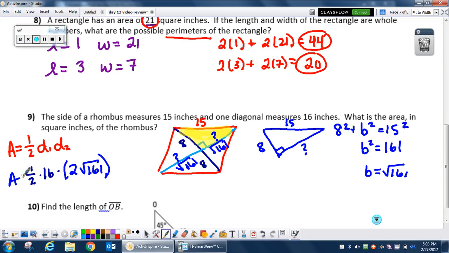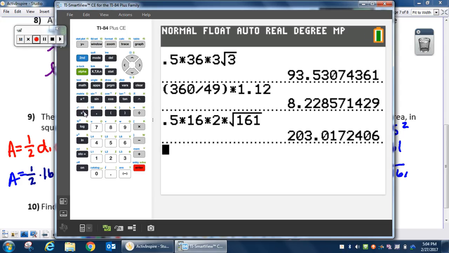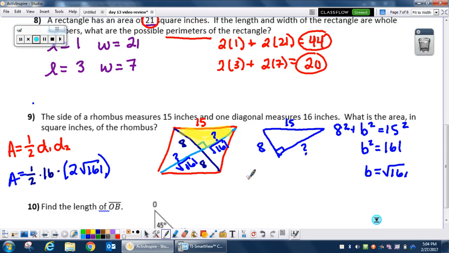So I'll show you how I would key this into my calculator. We have 0.5 times 16 times 2 times the square root of 161, and you don't even need parentheses really because it's all multiplication. Enter. I think it wants this to the nearest square unit, so that would be 203 inches squared. Now, this will not be an extra credit question on your test, I believe, so you want to make sure you study number 9. Okay?